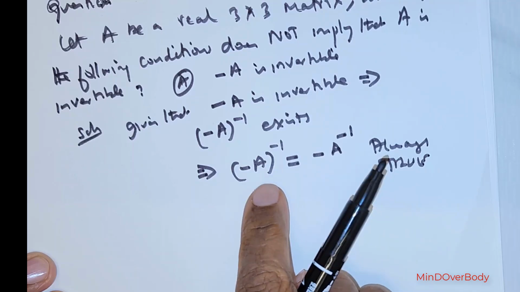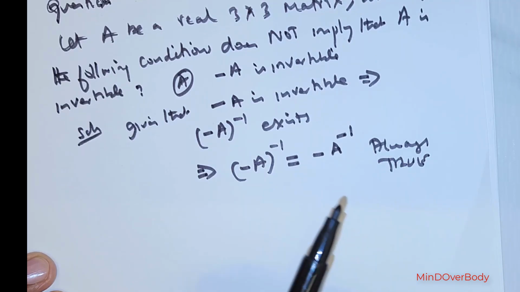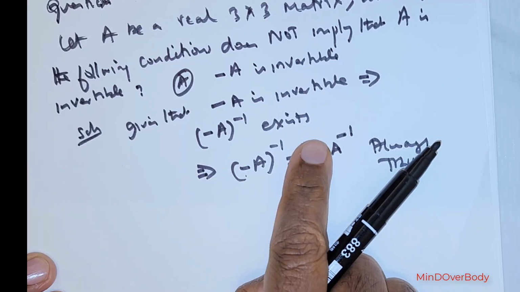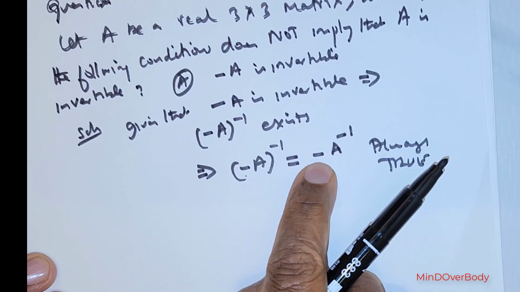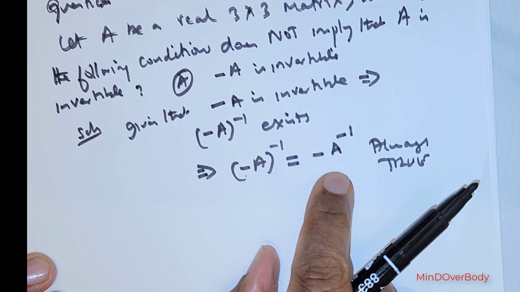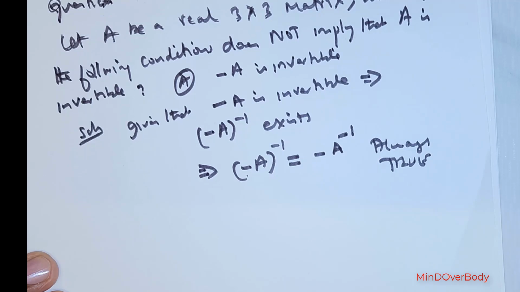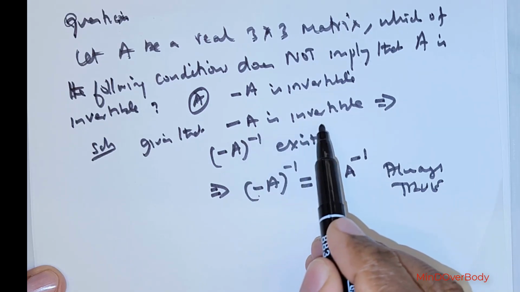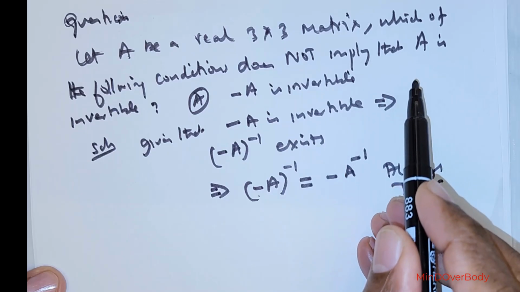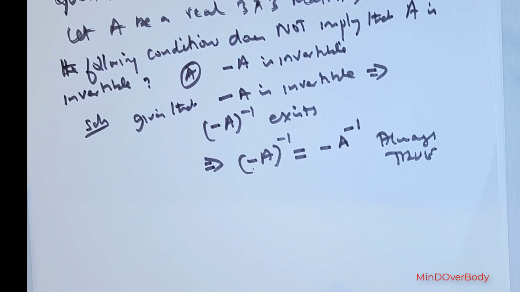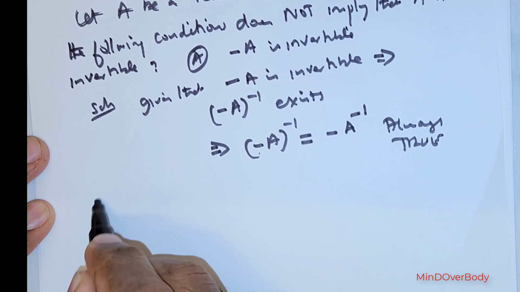Now you have to understand there's a lot of difference between this and this. Over here we take the inverse of negative A, but over here we take the inverse and then we multiply by the negative sign. So apparently the left hand side is equal to the right hand side. Now let us check if negative A being invertible has any impact in deciding if A is invertible or not. With this, let us first get the definition of A being invertible.